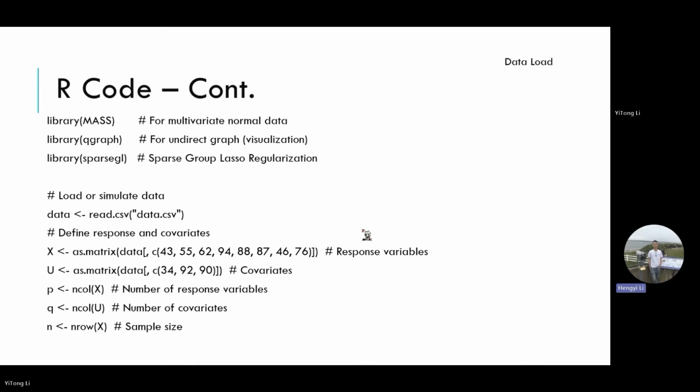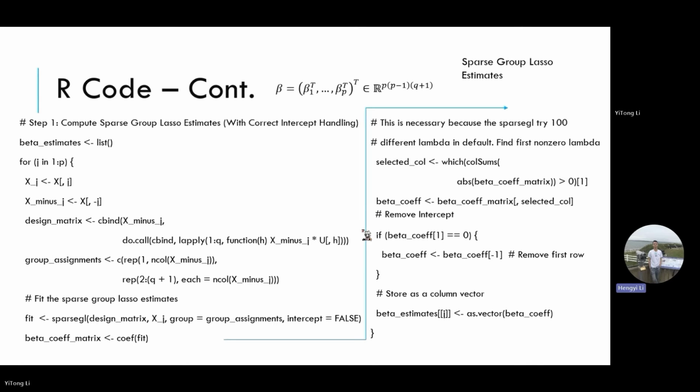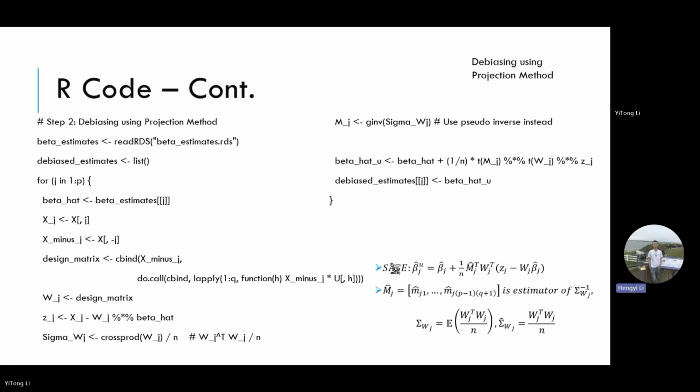So we use the MASS, qgraph, and the SparseGL packages for this analysis. We first load the data and define response variables and covariates. We first apply the sparse group lasso estimation. Here we use the existing function in the package and save the coefficients in the beta estimate list. We use 8 different sets of coefficients in the list since there are 8 response variables. Each set of coefficients involves both coefficients of single level variables in x minus j and the interaction terms.